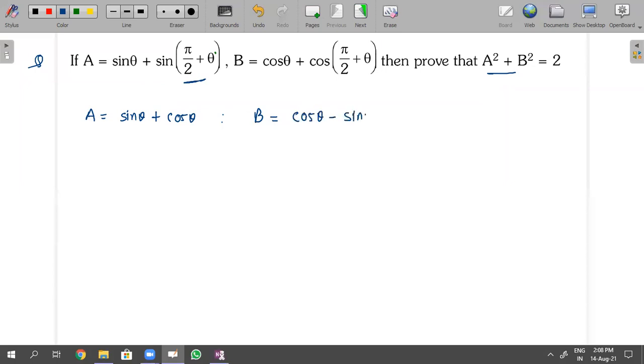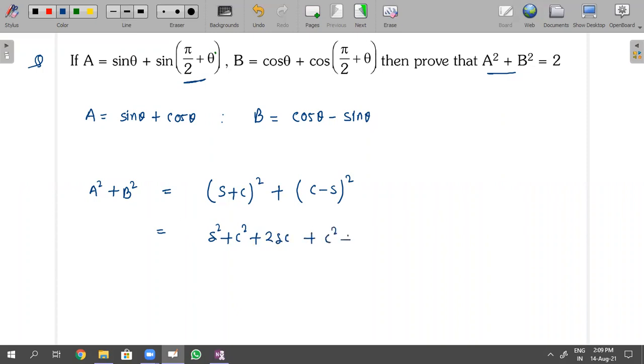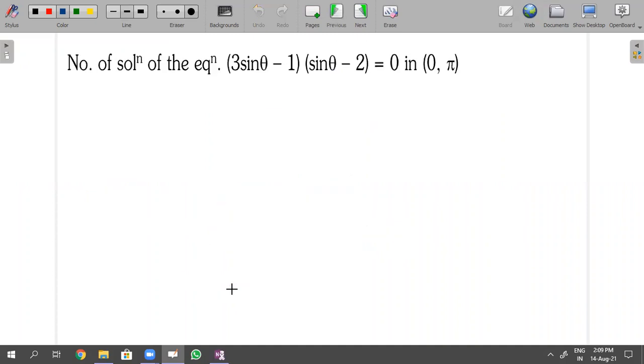Now, once we have the values of A and B, put them in the left hand side expression and add their squares. So A square plus B square will be equal to (sine plus cos) whole square plus (cosine minus sine) whole square. This gives sine square plus cosine square plus 2 sine cos in the first one, and then cosine square plus sine square minus 2 sine cos. The 2 sine cos will get cancelled out and we end up getting 2. Correct? Now let's move to the next one.